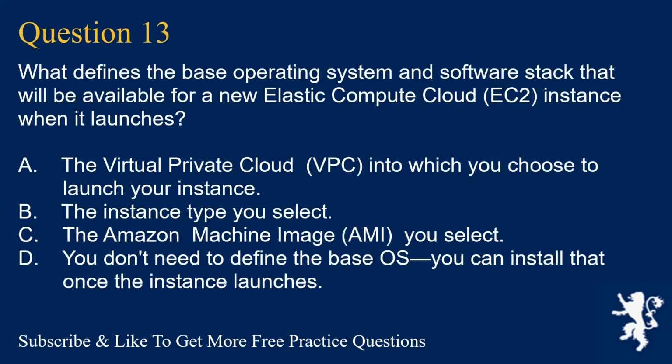Question 13. What defines the base operating system and software stack that will be available for a new Elastic Compute Cloud, EC2, instance when it launches? A. The Virtual Private Cloud, VPC, into which you choose to launch your instance. B. The instance type you select. C. The Amazon Machine Image, AMI, you select. D. You don't need to define the base OS, you can install that once the instance launches.